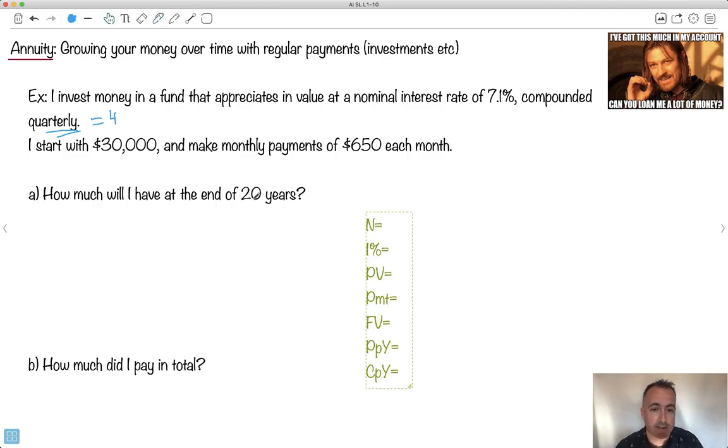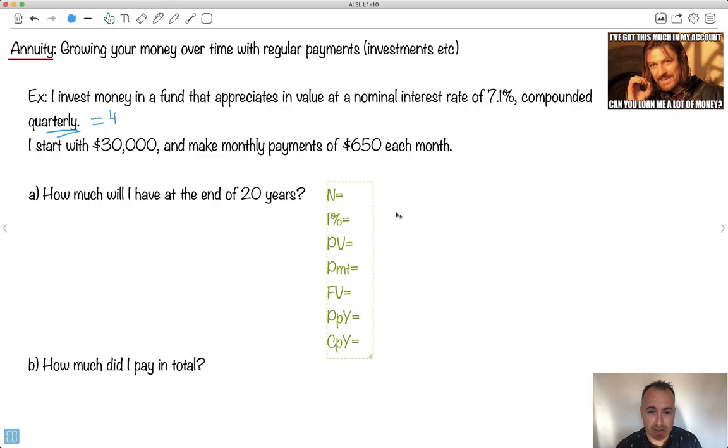So again, although it sounds really complicated, this is real life math stuff, okay? So when I'm asked how this is useful, I would say this is extremely useful. So let's keep going now. So the number of payments. How many payments am I making here? Remember, it's not number of years, it's number of payments.